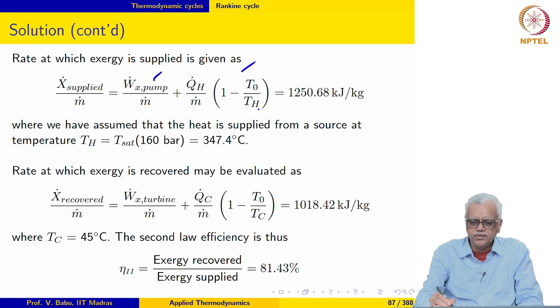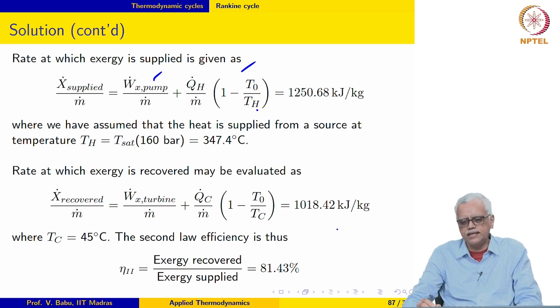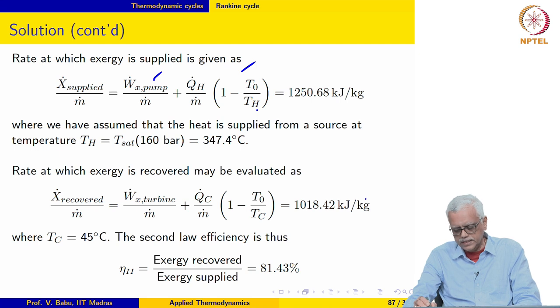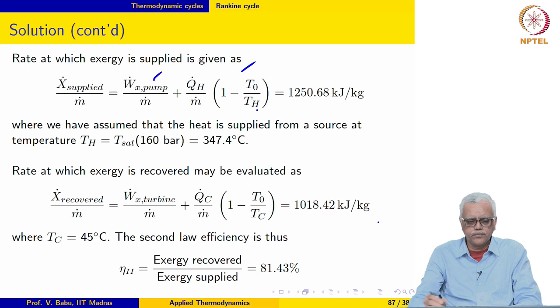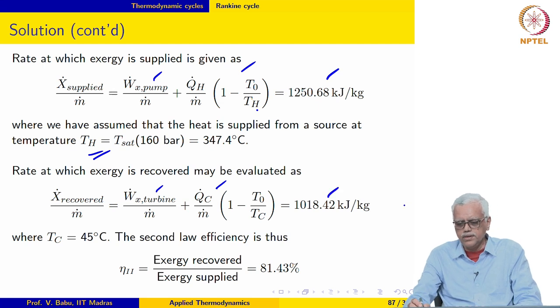Notice that we assume that the source is maintained at a temperature which is equal to TH, which is the highest temperature in the cycle. So that comes out to be 1250. The rate at which exergy is recovered in the turbine and in the condenser comes out to be 1018. So the second law efficiency is 81.43%, which is reasonably high.